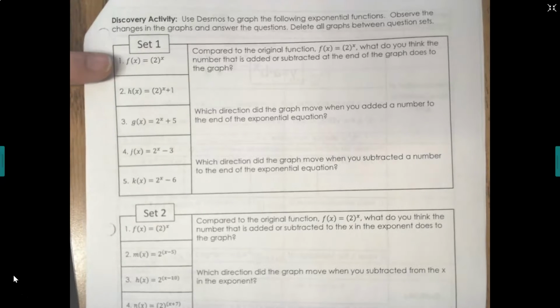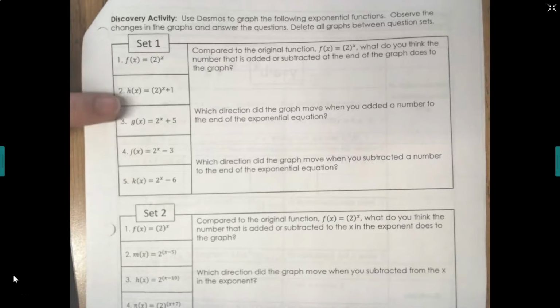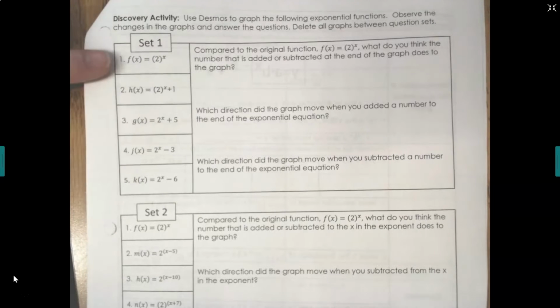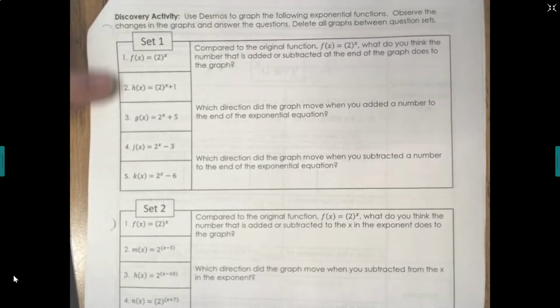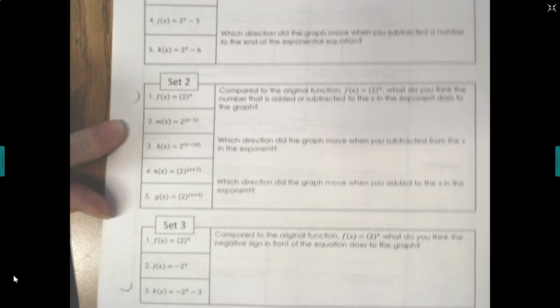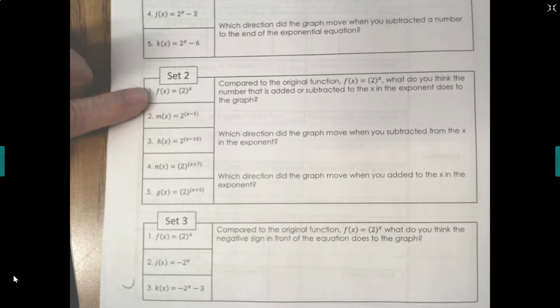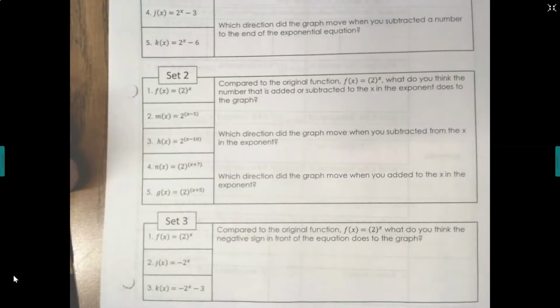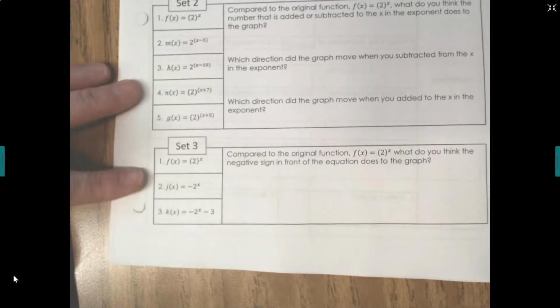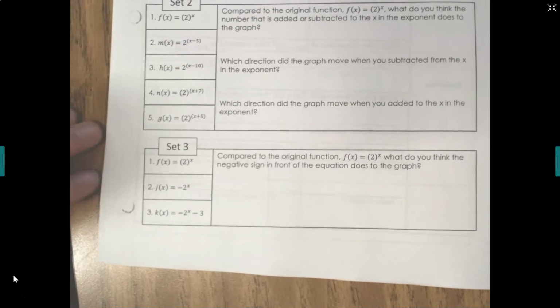In set 1, you'll put all of these equations in, and you want to see how these 2 through 5 compare with the first equation, and then answer the question. Erase all of those equations and start again with set 2. How do 2 through 5 compare to 1? What happens when you manipulate the equation? Answer the questions. And again for set 3, once you've done that, come back for the notes.